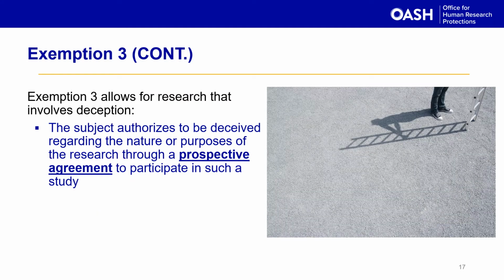Exemption 3 actually includes a provision for deceptive studies. In these studies, the subject must agree to the deception ahead of time and be told that they will be deceived in some regard, that the subjects are informed that they will be unaware of or misled regarding the nature or purposes of the research.